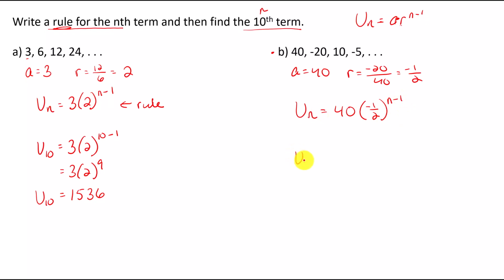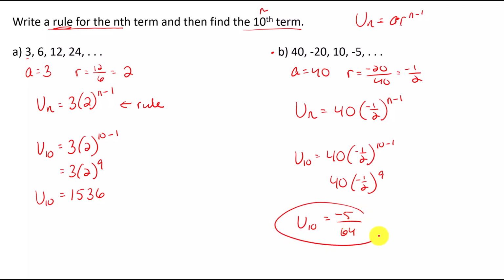So now I need to find the 10th term. So that's going to be 40 times negative 1/2 to the 10 minus 1. And again, you can simplify this to 9 up here. But you need to make sure that if you're going to do this in stages and not type this whole thing into your calculator the way you see it, then you would need to do negative 1/2 to the 9th power and then multiply that by your 40. And when I do that, I'm going to get negative 5 over 64. That's my 10th term, so negative 5 over 64.